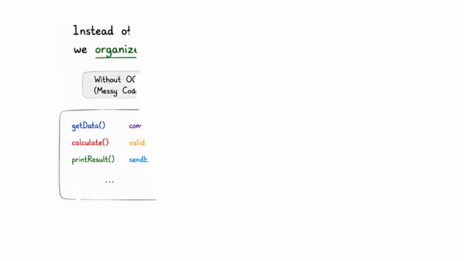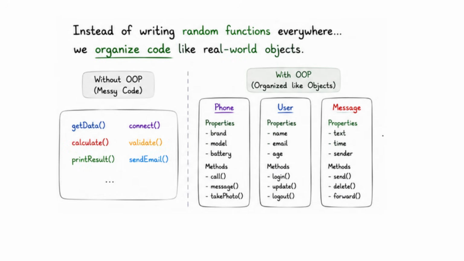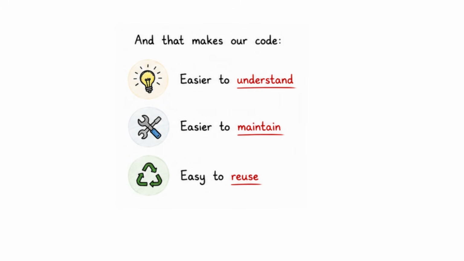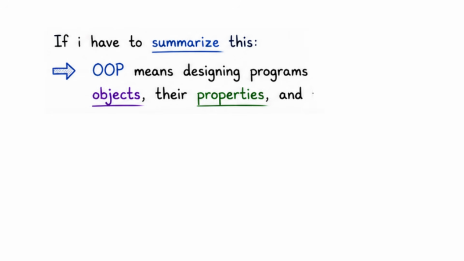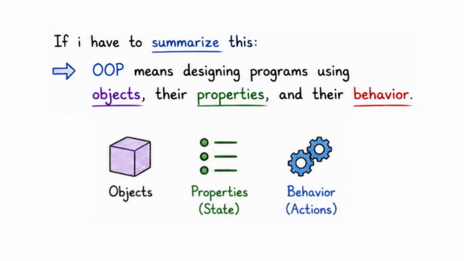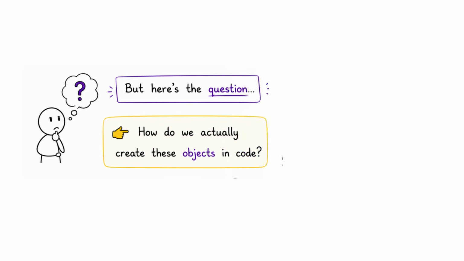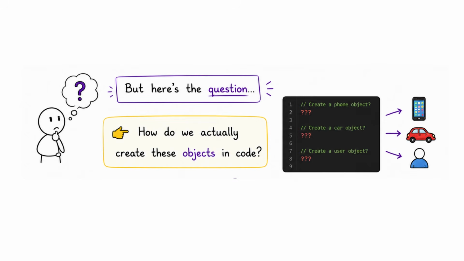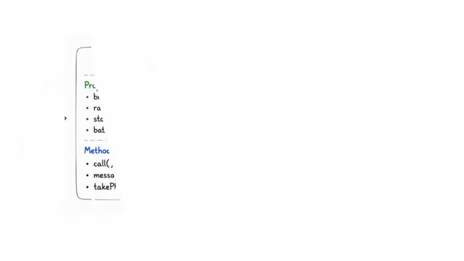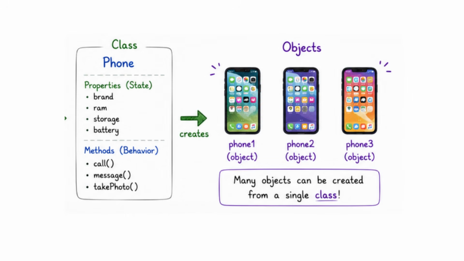Object oriented programming is just a way of writing code using the same idea. Instead of writing random functions everywhere, we organize code like real world objects. And that makes our code easier to understand, easier to maintain, easy to reuse. If I have to summarize this, object oriented programming means designing programs using objects, their properties, and their behavior. But here's the question: how do we actually create these objects in code? That's where classes come in.